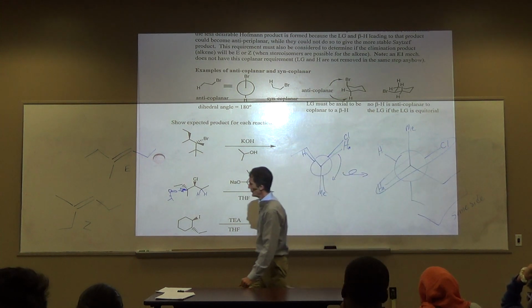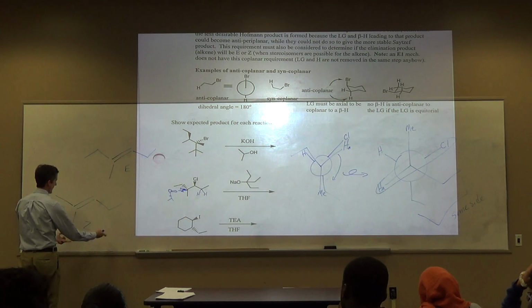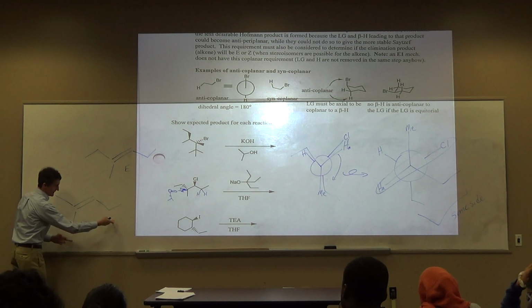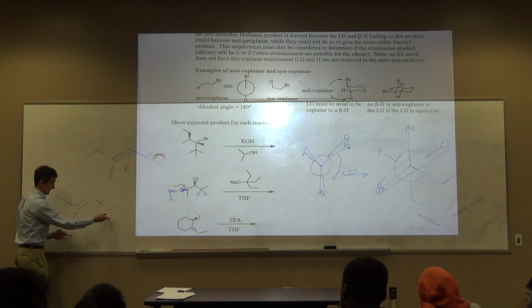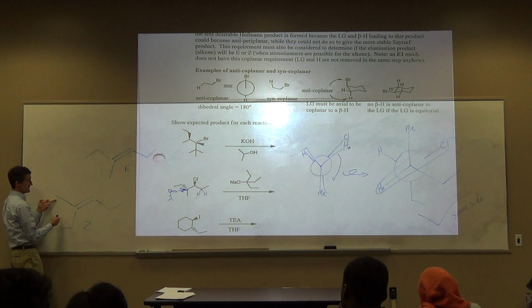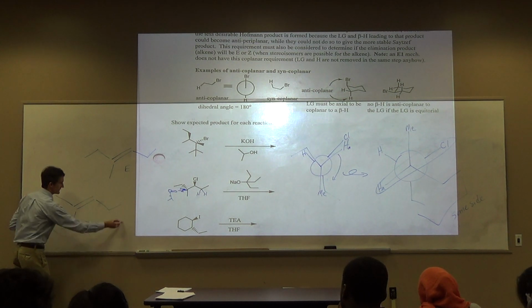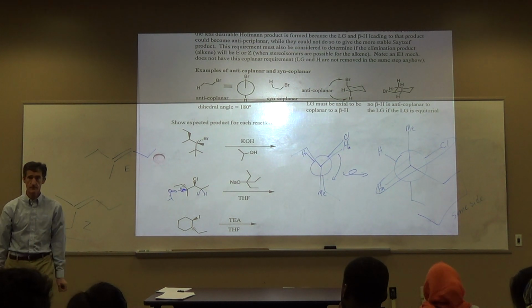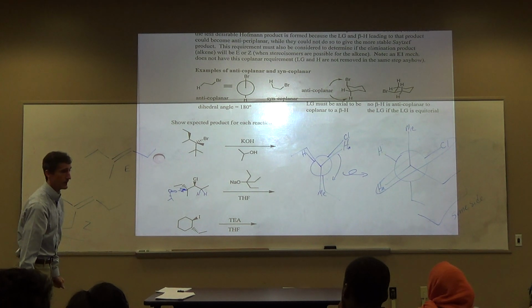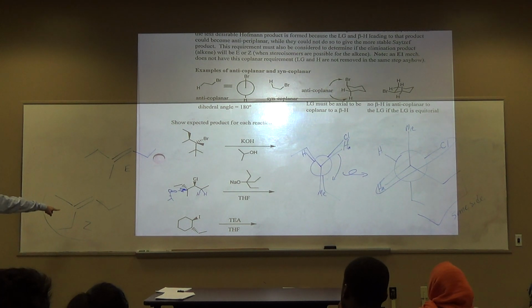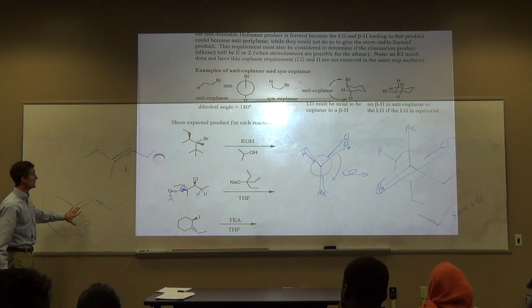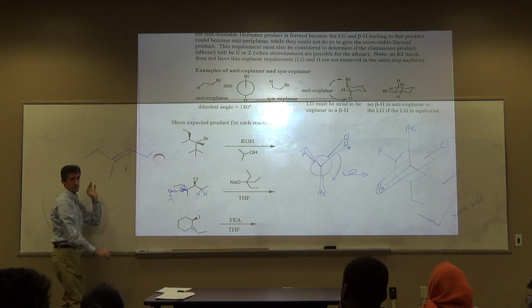Which one of these has the ethyls on the same side? What side is this? It's the same side. The H, the undrawn H, and the methyl are on the other side. This is actually the product. And in this case, is that the best stereoisomer in terms of stability? No. It's better to have your bigger groups anti.